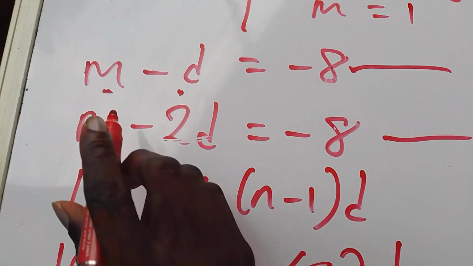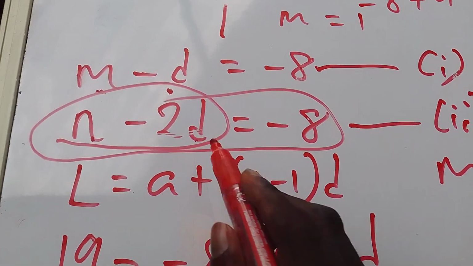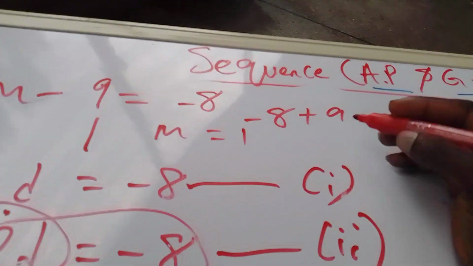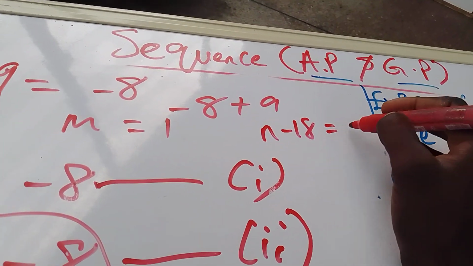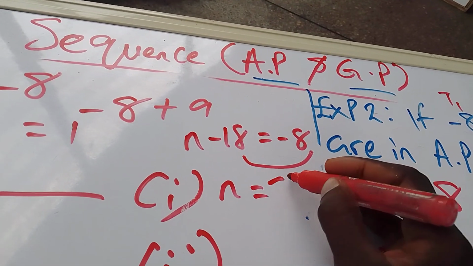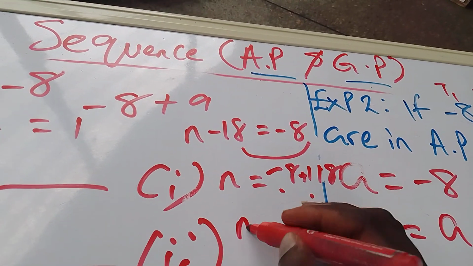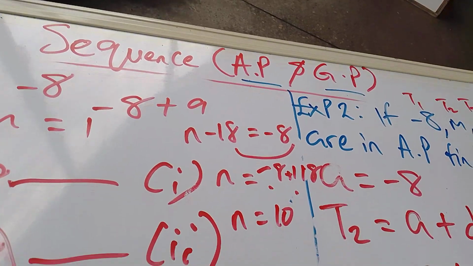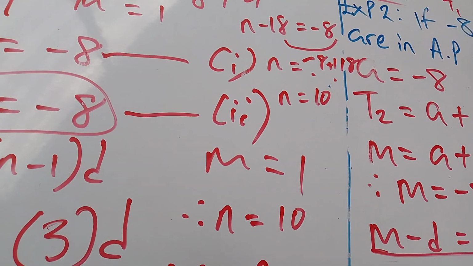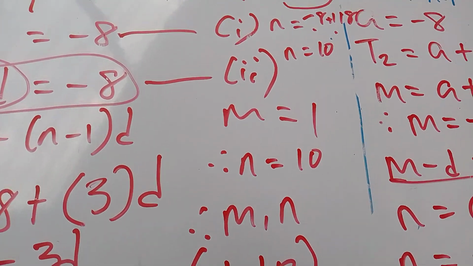And also for equation 2, like we said, n minus 2D equals minus 8. I already know my D is 9. So 9 times 2 is 18. So I can say n minus 18 equals minus 8. If minus 18 goes to the other side, n equals minus 8 plus 18, that's n equals 10. Therefore n equals 10 and m equals 1. So the value of m, n is equal to 1, 10, and that's the final answer. Look forward to more examples in other videos.